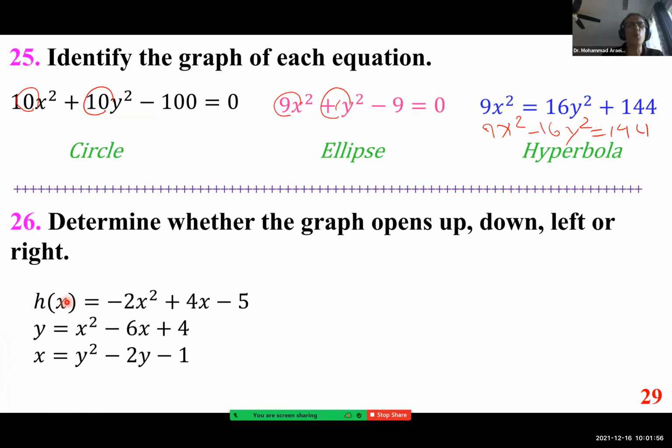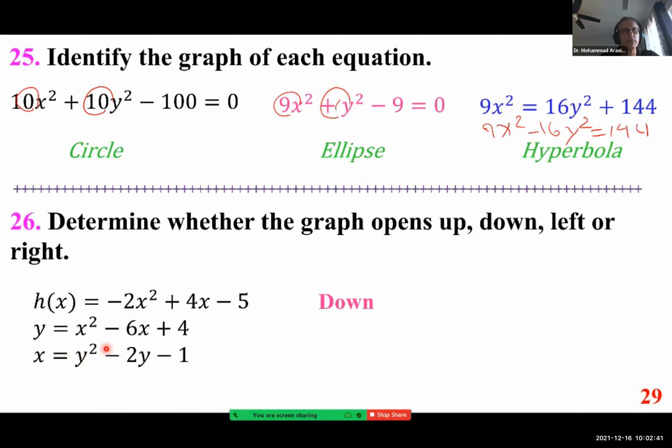Now, if only one of them has degree 2, then it's some sort of a parabola. If x is of degree 2, it opens up or down. If y is of degree 2, it opens sideways. So when we look at this one, x has degree 2, it opens up or down. This is negative, makes it opening down. Again, x has degree 2, up or down. A is positive 1, so opens up. Y has degree 2, so opens to the right or left. A is 1 or positive, and it opens to the right.